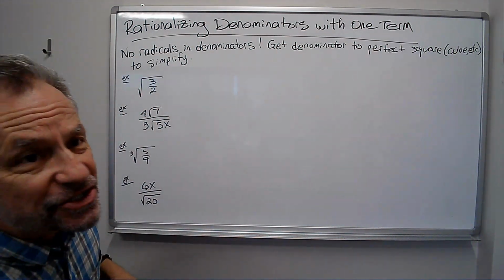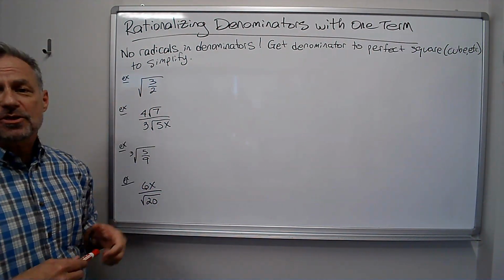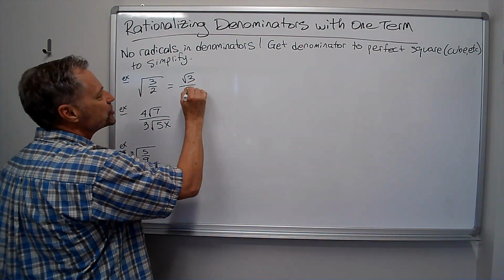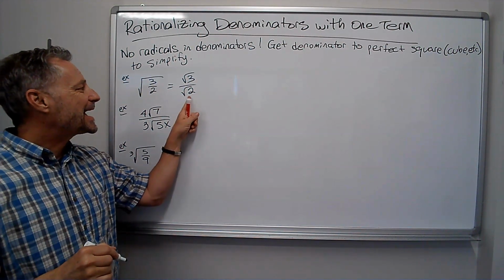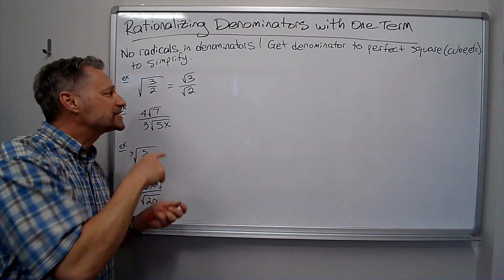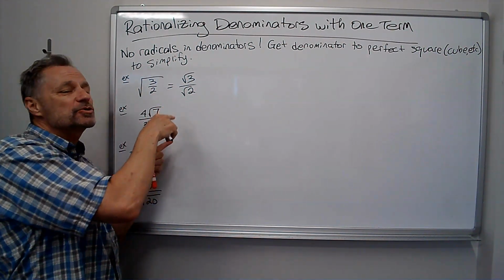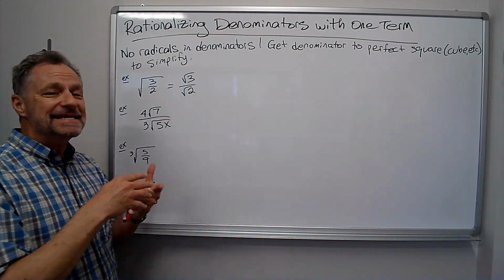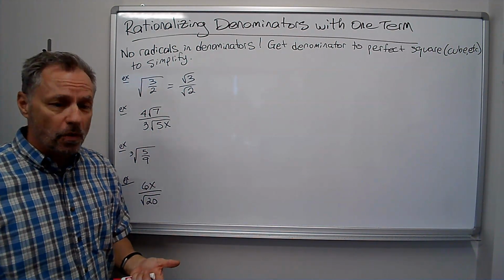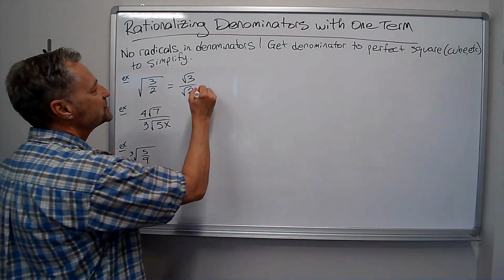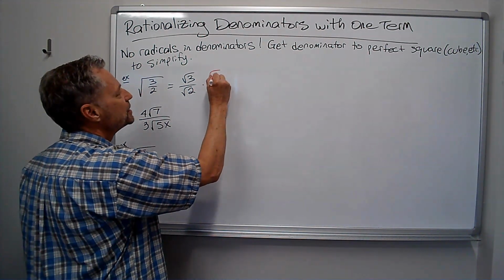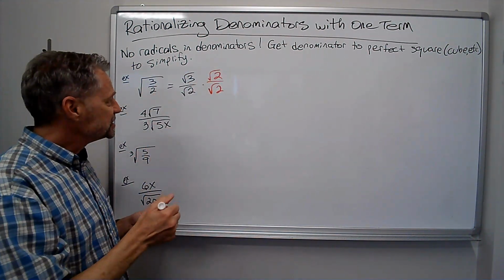So I start off with the square root of 3 halves. And remember what this really means: that's the square root of 3 over the square root of 2. Well, I need to get the denominator so it's not a square root. So I need to get the square root of 2 to be the square root of something I know. Well, the easy thing is the square root of 4. So I multiply this by the square root of 2. If I do it to the bottom, I have to do it to the top, because now I'm multiplying by 1, I'm not changing the value.